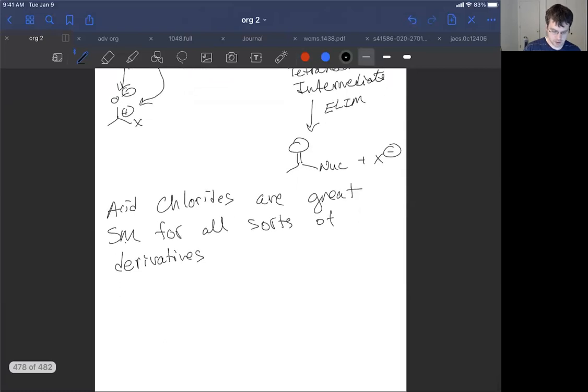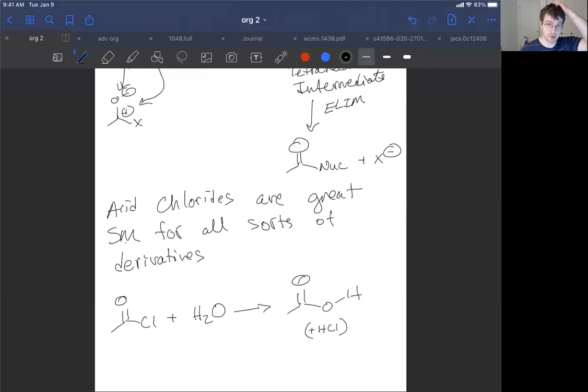Okay, so for example, you can take an acid chloride and let's treat it with H2O. And if we do that, we get the carboxylic acid. Okay, so what happened here? Well, let's recognize that in many cases, we also form HCl as a byproduct if the acid chlorides are starting material. So here our nuke is the OH that's on H2O.